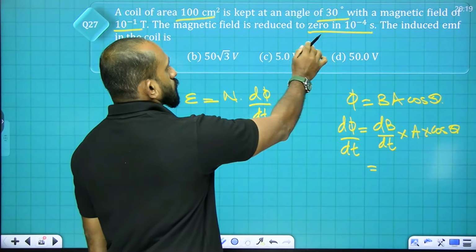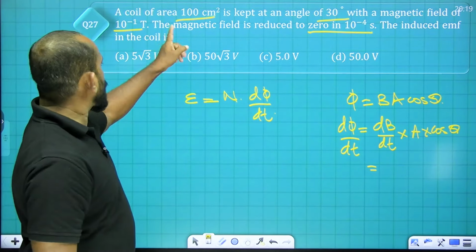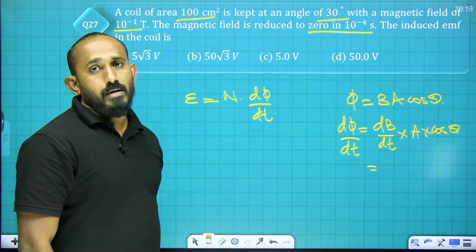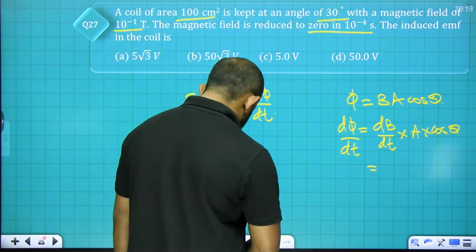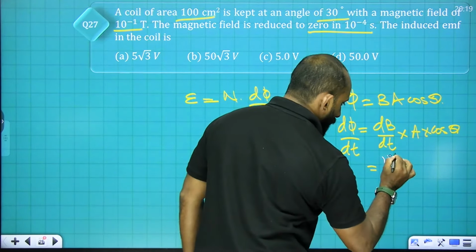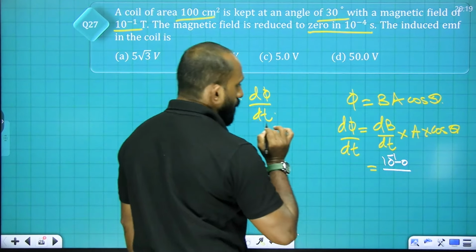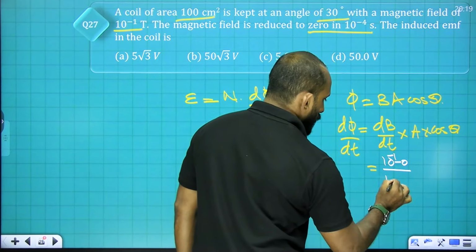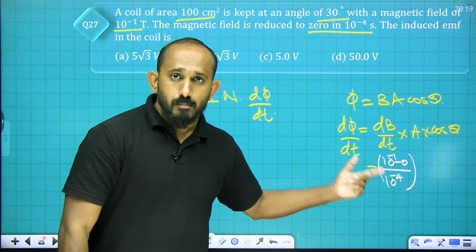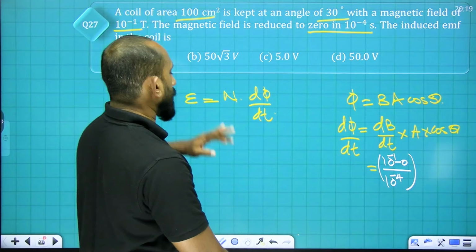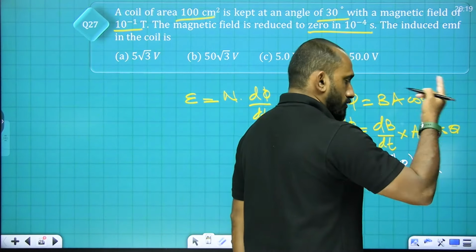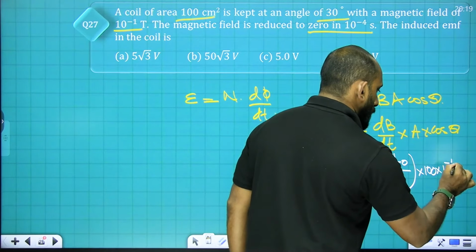It changes to 0 in 10 raised to minus 4 seconds. The magnetic field is given as 10 raised to minus 1 Tesla first, then becomes 0 in 10 raised to minus 4 seconds. So dB by dt will be 10 raised to minus 1 minus 0, divided by 10 raised to minus 4. So change in magnetic field by time taken, into the area, which is given as 100 centimeter square. I should convert it to meter square, that is 10 to the minus 4.